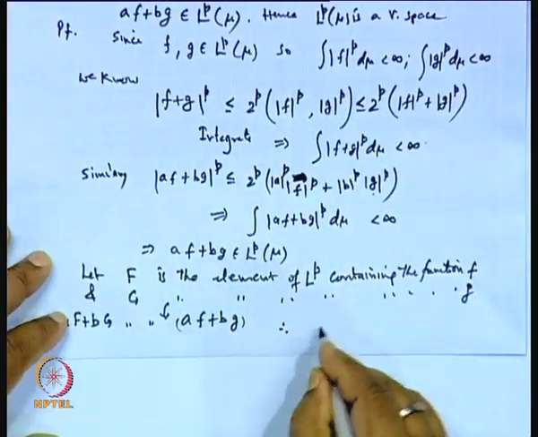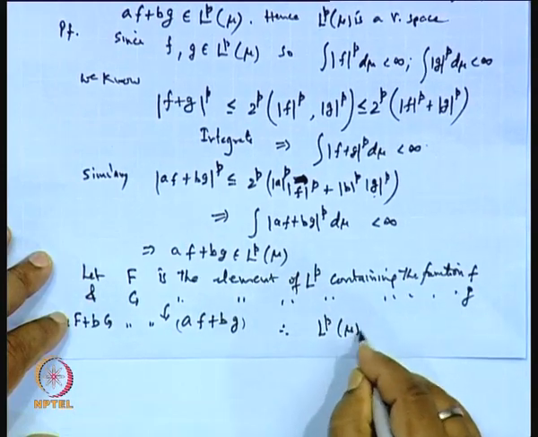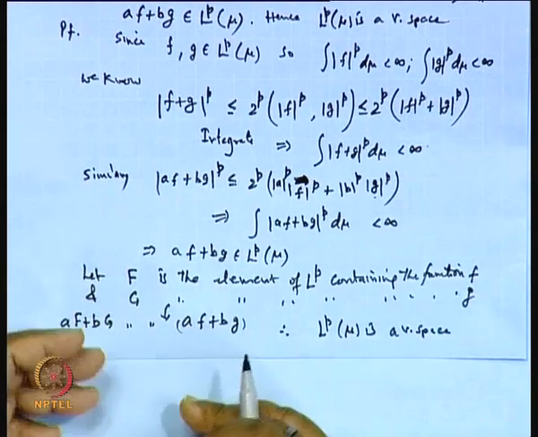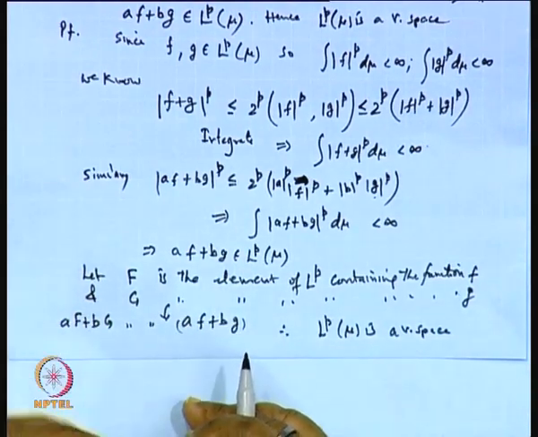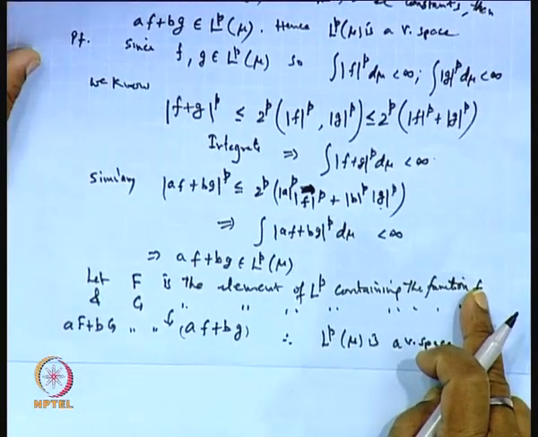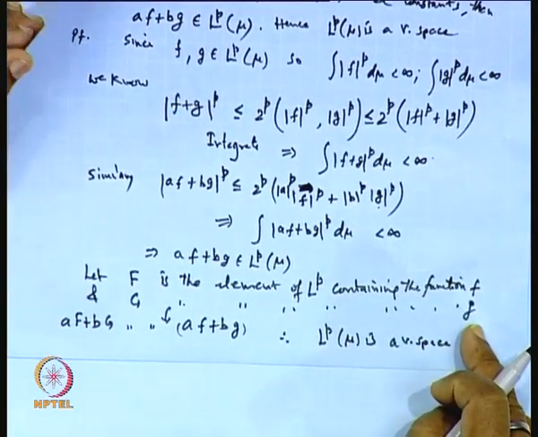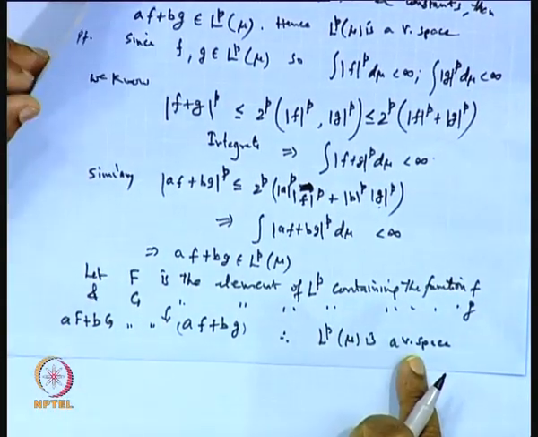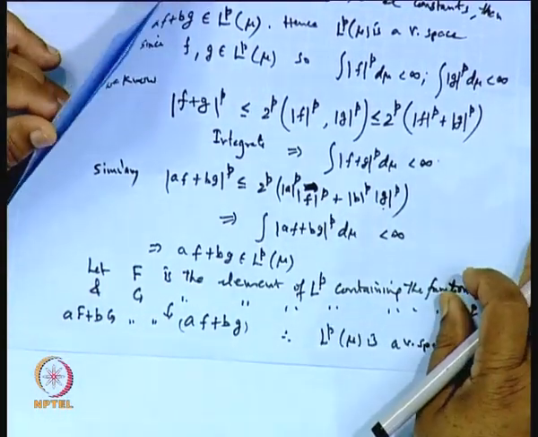Therefore, L^p(μ) is a vector space. We can choose the two classes F and G from the collection of classes, and all the elements equivalent to f belong to F, and all the elements equivalent to g belong to G almost everywhere, and then we can write this. So, this is a vector space, clear.